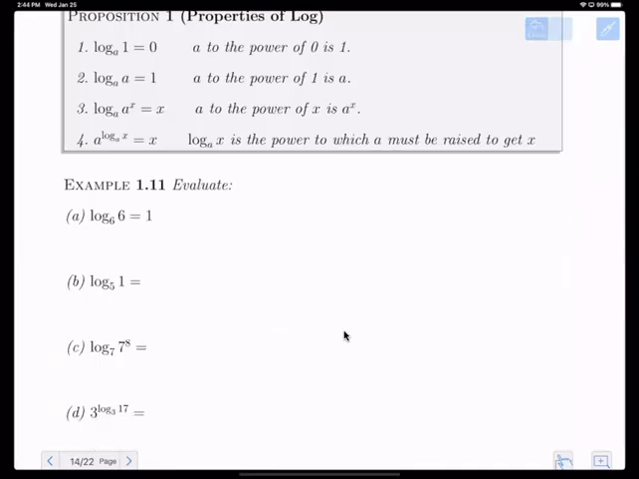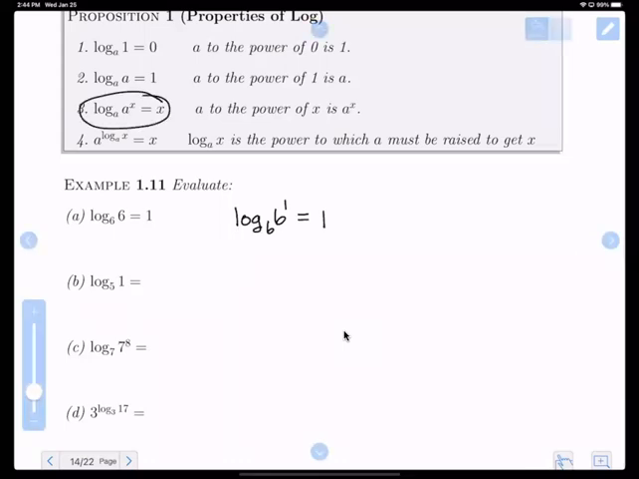Example 11, evaluate. The properties of log are given right above. For this one we have the properties on our page, but more likely the properties will be erased, so make sure you remember them. Let's evaluate. Log base 6 of 6, that's power 1, so it's 1. This one here: log base a of a to the x equals x.